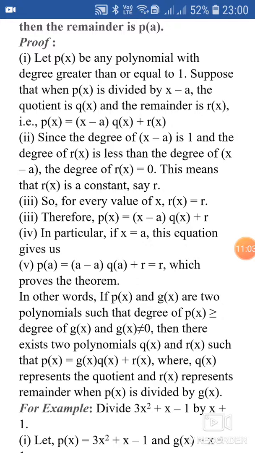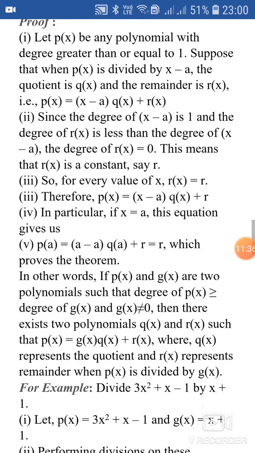Now from the 5th step we will do the proof. When we put x minus a equals 0, then the x value will come as a, just see in the 4th step. Now we put the x value a in the polynomial. So p(a) equals (a minus a) q(a) plus r. When we solve a minus a, it becomes 0. So 0 times q(a) is 0, plus r. So its answer will come r. Therefore, this is the proof of the theorem.